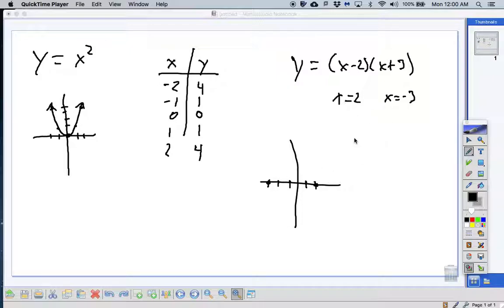Then we need 1 point in the middle. Remember, to find the vertex, we need to average these, so we're going to do 2 plus negative 3, and divide it by 2. This ends up being negative 1/2. So negative 1/2 is going to be somewhere right around here, and we have to plug this in now to find the y. So you're going to have negative 1/2 minus 2, and negative 1/2 plus 3. 3 minus a half is going to be 2 and 1/2. And negative 1/2 minus 2 is negative 2 and 1/2.